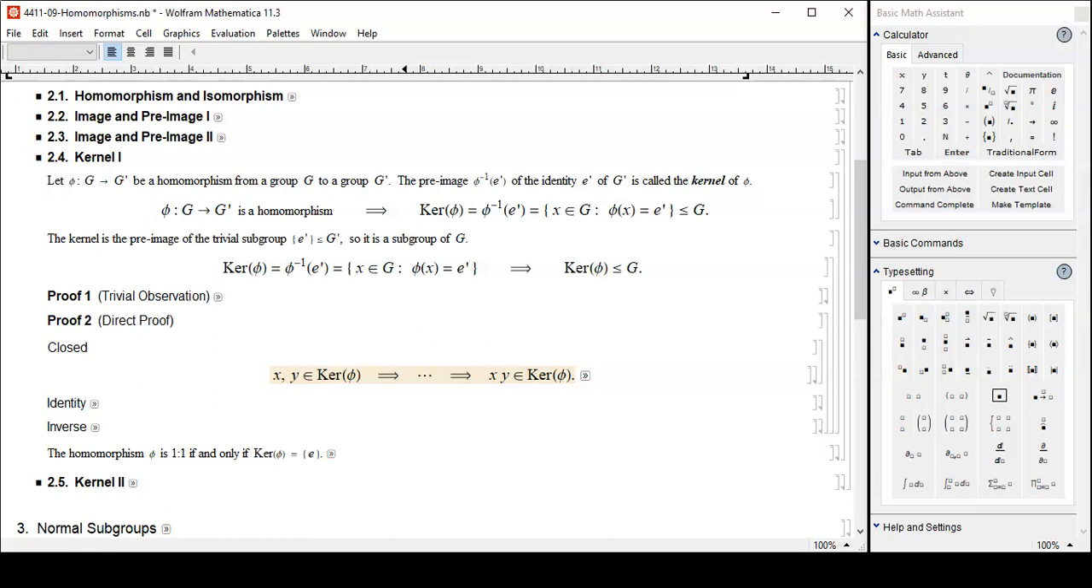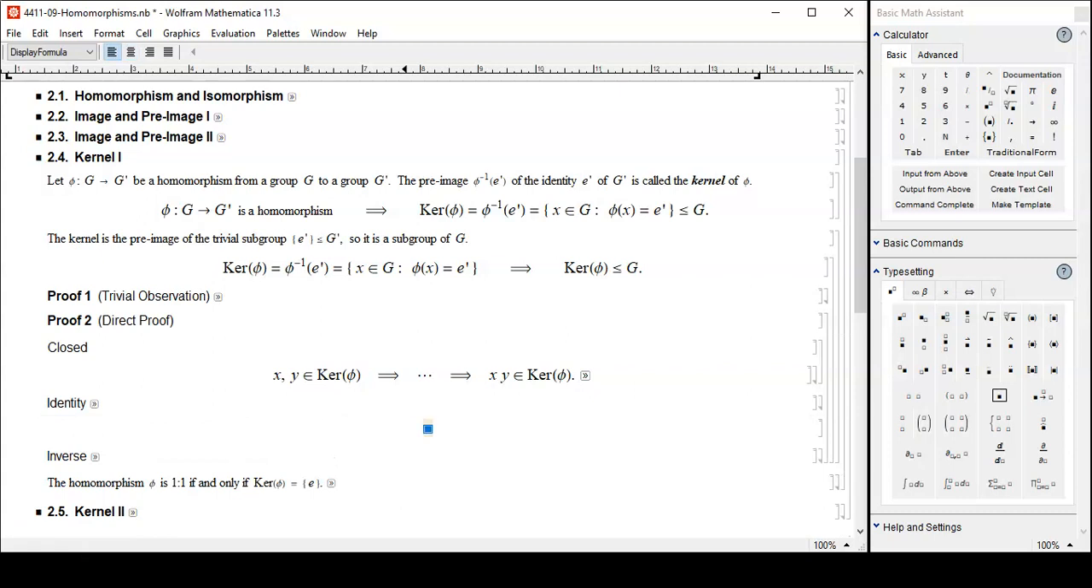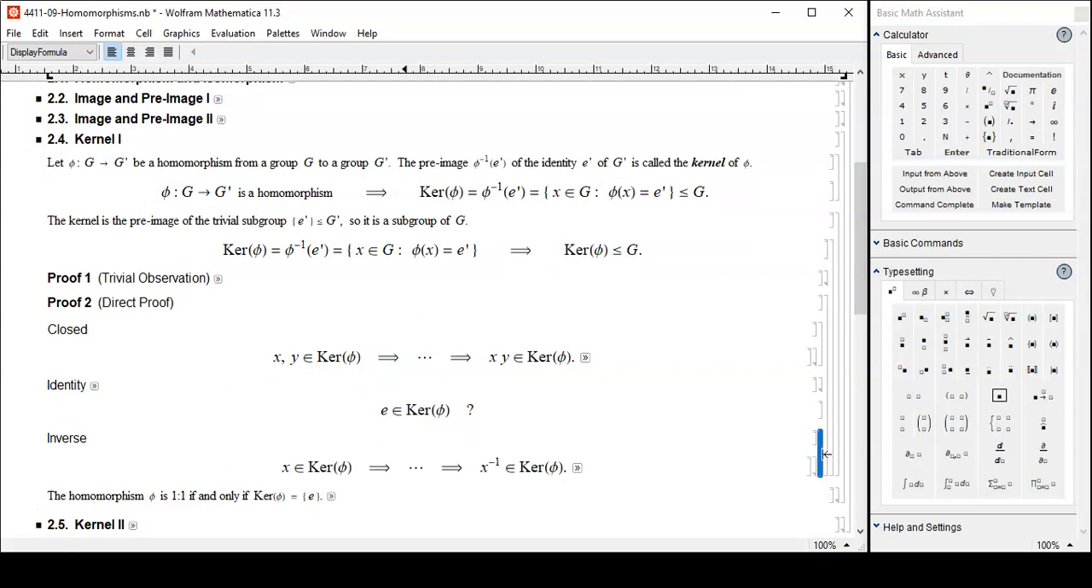And then the identity exists. That's going to be rather trivial. You'll see the identity exists, in other words. And then the inverse. Similar, I just select one element, and how about its inverse? That's what you have to prove. So these three. Which is the easiest? Well, of course, this one.